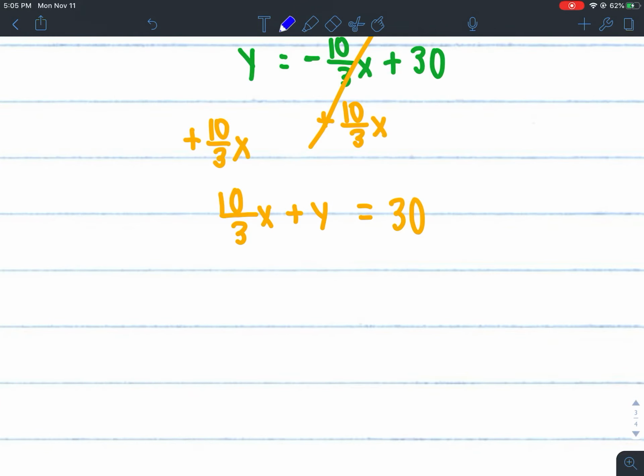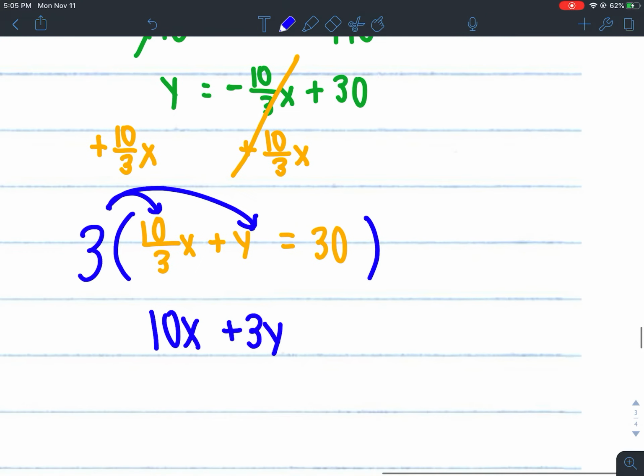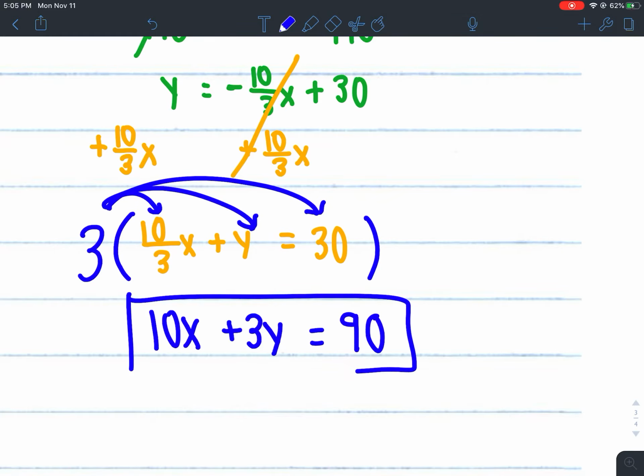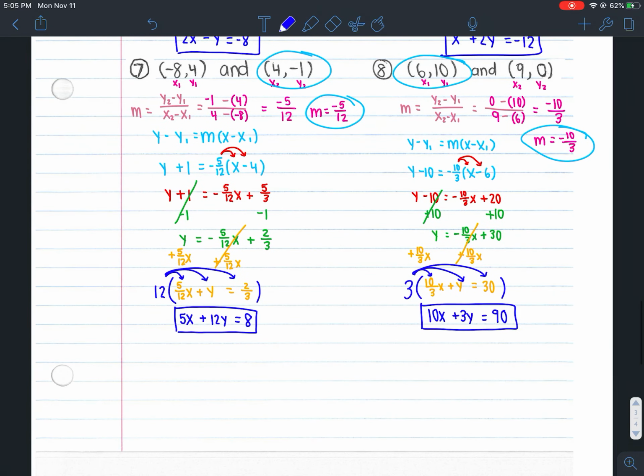The last step is to get rid of that fraction. A is positive, x and y are on the same side. Multiply everything by positive 3. 3 times 10/3 is going to be 10, so 10x. 3 times y is positive 3y. And then 3 times 30 is positive 90. Make sure when you're distributing, you distribute to every single term in those parentheses. We put parentheses around the entire thing.